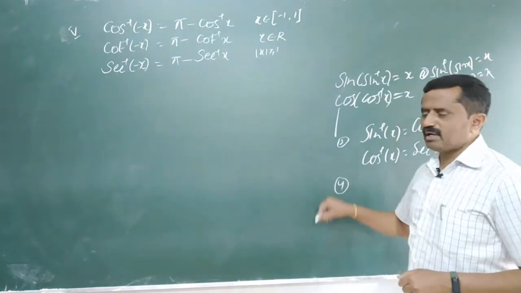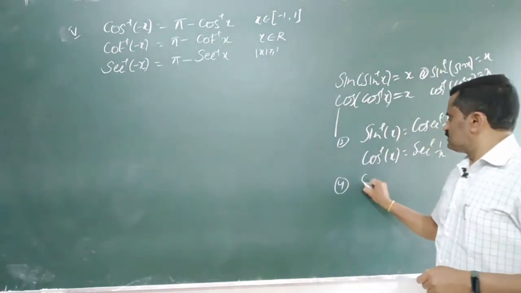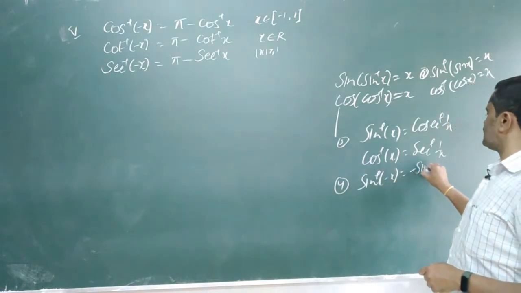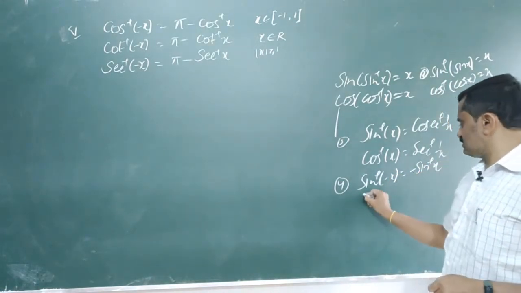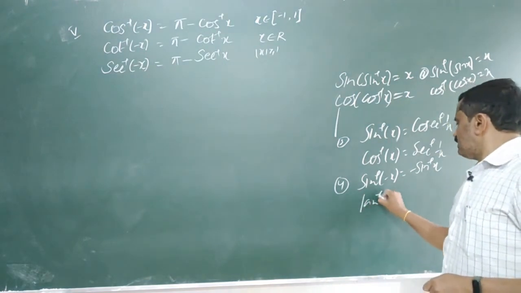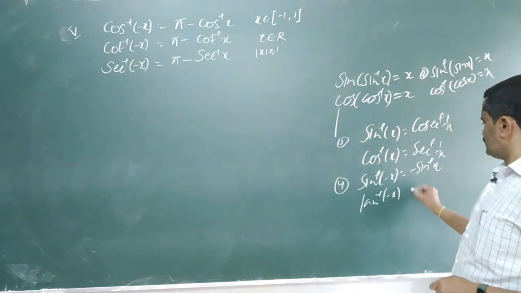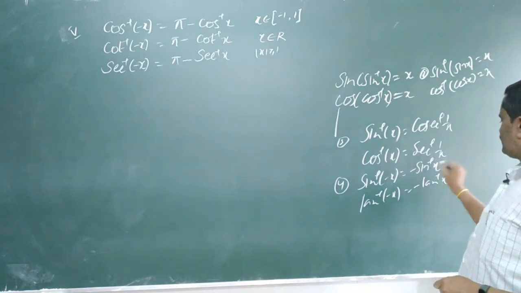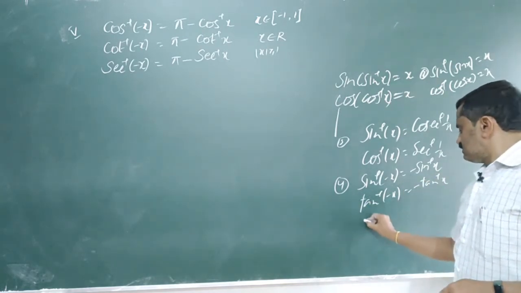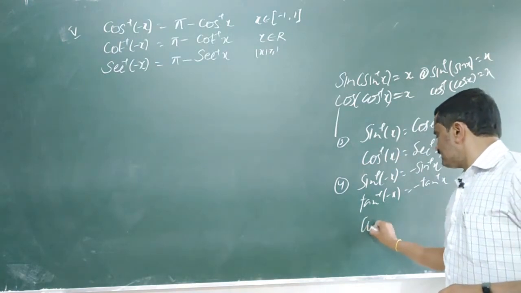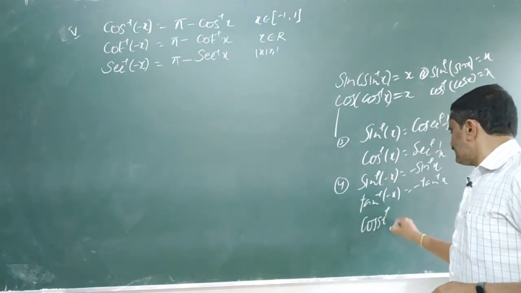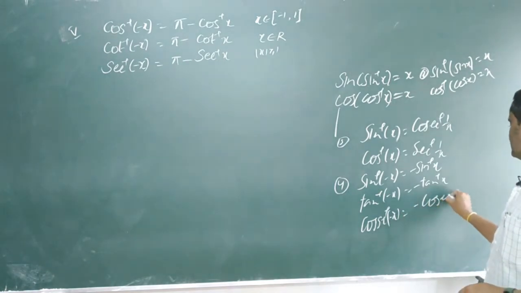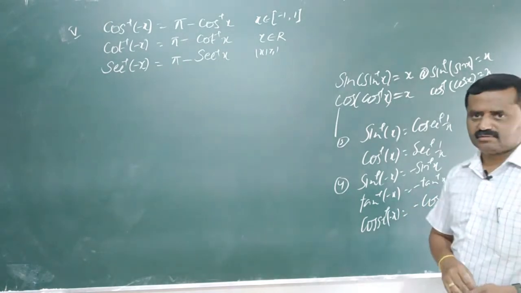And the fourth property, sine inverse of minus x is equal to minus sine inverse of x. Tan inverse of minus x is equal to minus tan inverse of x. We have cosecant inverse of minus x is equal to minus cosecant inverse of x.